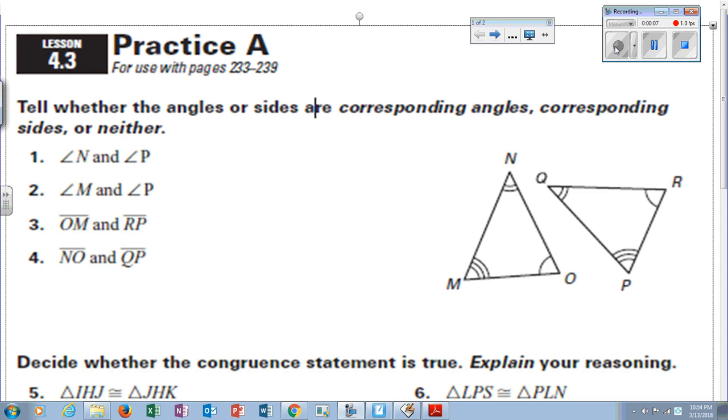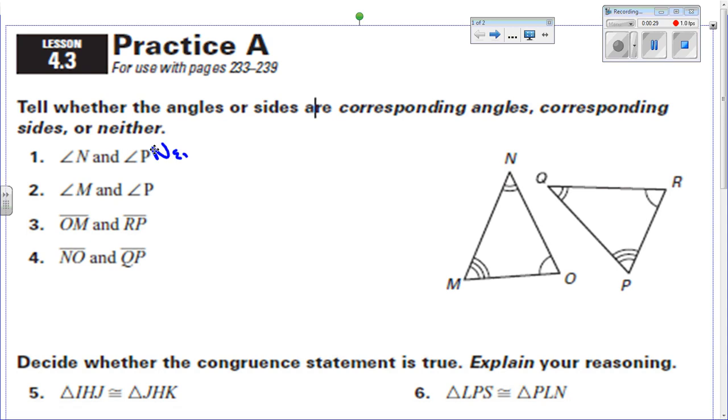Okay, 4.3 practice A. Tell whether the angles or sides are corresponding angles, corresponding sides, or neither. So this kind of goes back to the last section. Angle N and angle P. If we look at those two, this one has 2 arcs, this has 3, so that would be neither. Angle M and angle P, that would be corresponding angles.